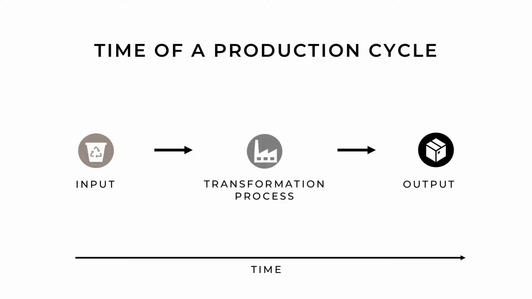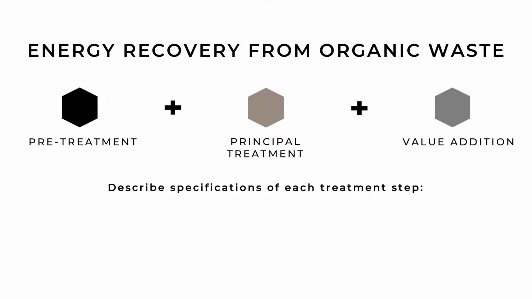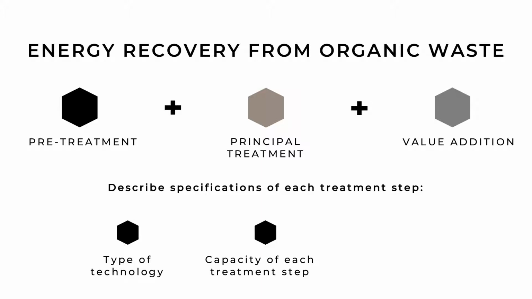You can also estimate the time of a production cycle, which includes the time it takes to prepare the feedstock from the moment the waste arrives until biogas is produced or briquettes are ready to sell. Here, you will need to make some assumptions, for instance, how long it will take to sort, to mix, and to prepare the waste. With this new information, it is time for you to describe the specifications of each treatment step. What is the type of technology, the capacity of each step, the list of all equipment needed. Record your findings in the worksheet.